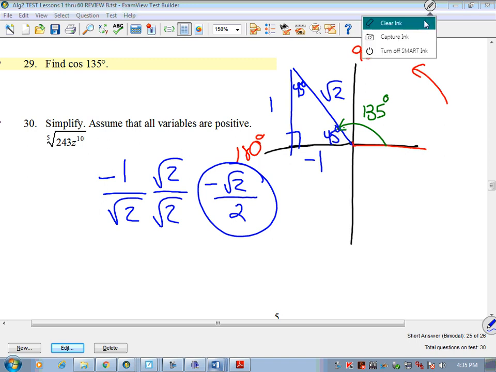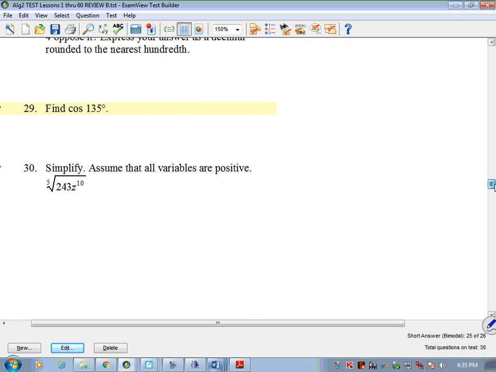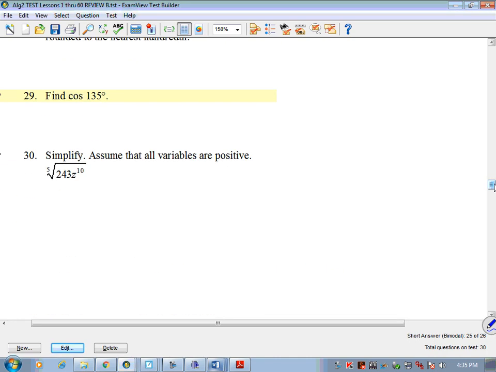And finally, last question on here, question 30, at least I think it's the last one. Simplify, assuming that all variables are positive. We're looking for the 5th root of 243 z to the 10th. The z to the 10th we can take care of real quickly, because with that variable in the exponent, all I have to do is divide the exponent by the root. So I should get z squared on the outside because 10 divided by 5 is 2.